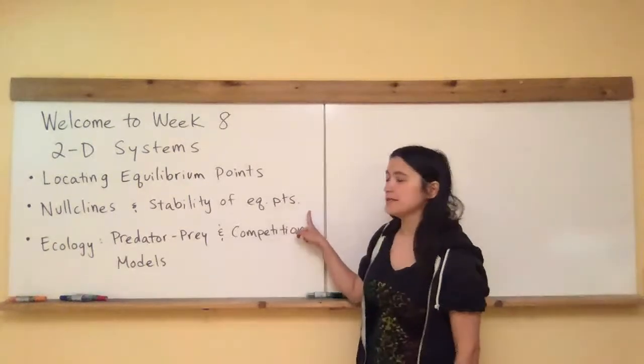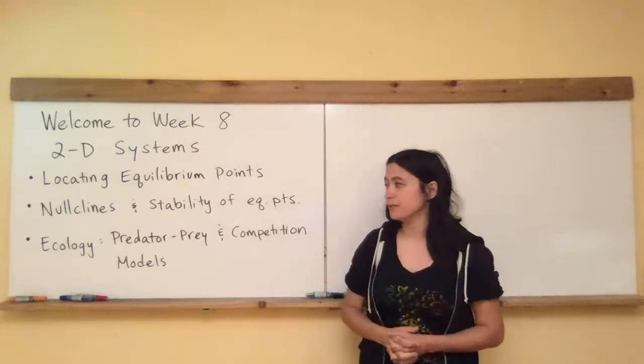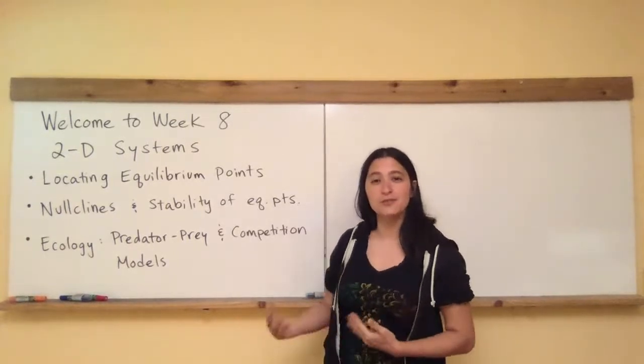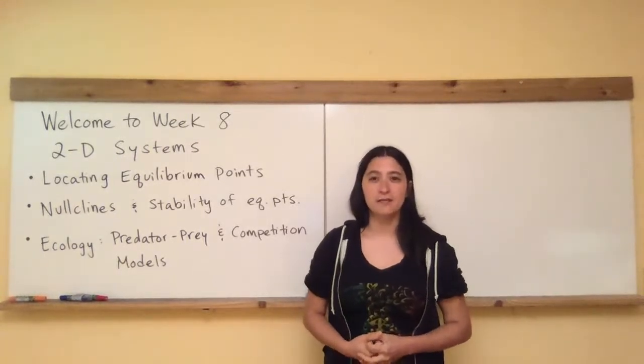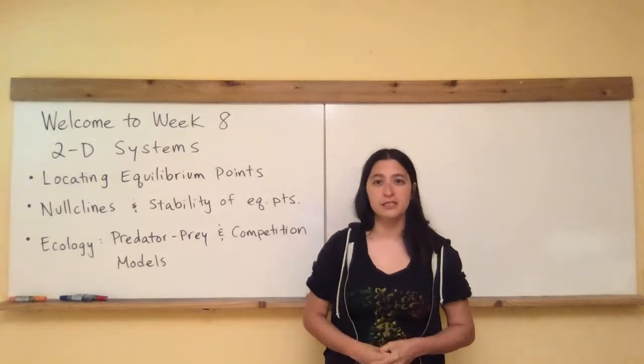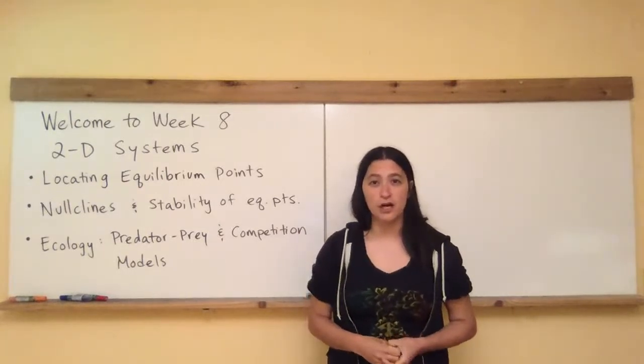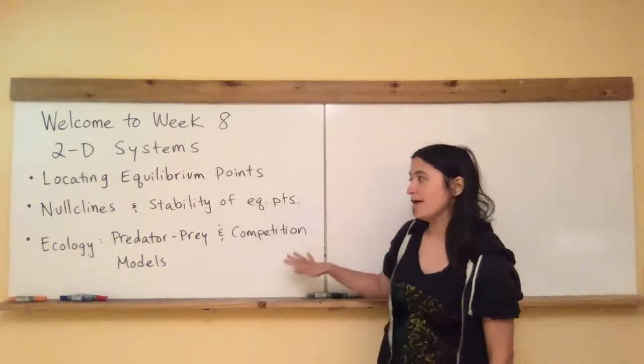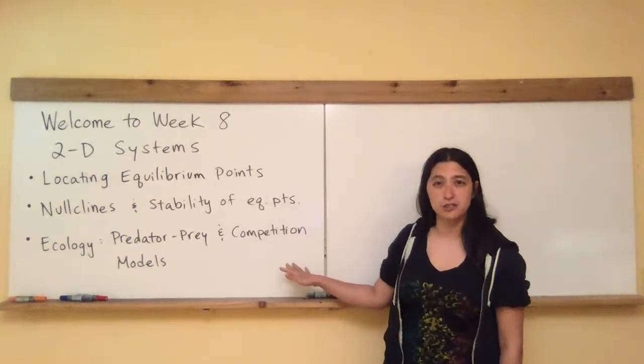Then we'll use the theory of nullclines to analyze the stability of the equilibrium points. We're also going to be able to locate the equilibrium points as we study nullclines by finding them as the intersection of 2 nullclines. And meanwhile, while we're learning all this math theory for 2-dimensional differential equations, we're going to be heavily focused on its applications to ecology.